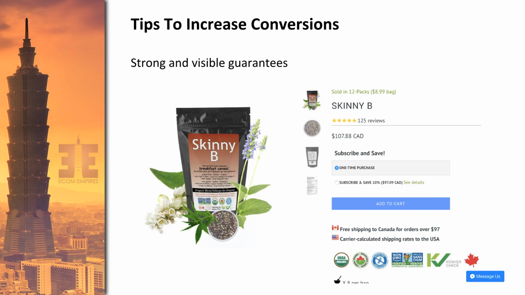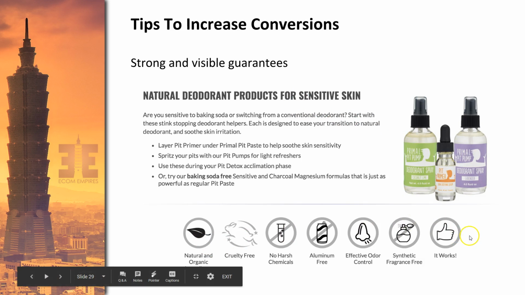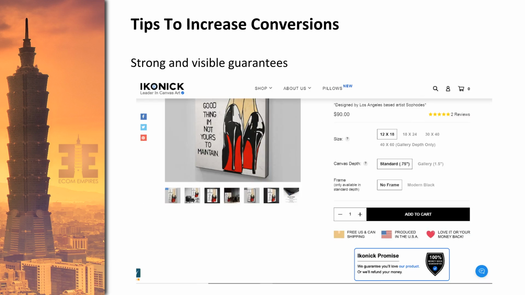what's behind it. Here's another example of this one, this natural deodorant products for sensitive skin. These are all guarantees down here, right? Natural and organic, cruelty-free, no harsh chemicals, and you can see all these ones. So great stuff. It really adds so much. It's such a great element, a trust element to add to this type of product.